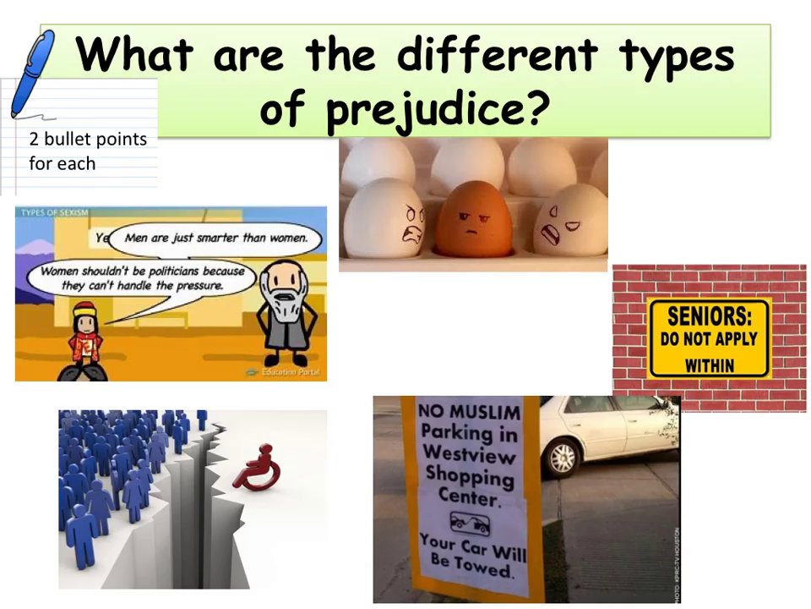On your paper, write down the heading, different types of prejudice. I want you to look at the pictures on the screen and try to write down 2 bullet points for each type of prejudice shown. One of the bullet points should be the name of the type of prejudice, the other should be a definition of it, or an explanation. Pause the video now and write down as many of the ones that you can see on the screen as you can.